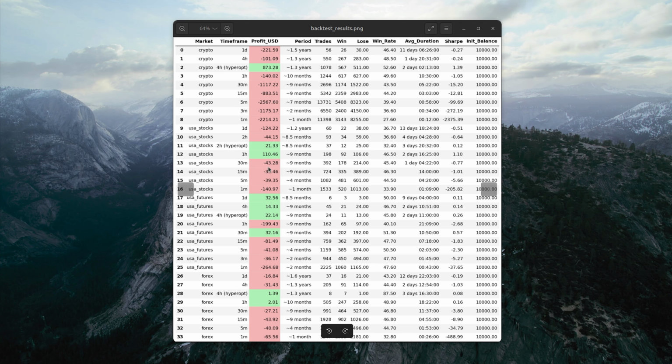But what I want to point at is that if we lose money, most of the time we lose about $40, $50, maybe $100. Only on crypto market we lose more than 1,000 on high frequency time frames. So what I want to say is that here we lose money mostly because of the commissions, because as you can see, we have a lot of trades.